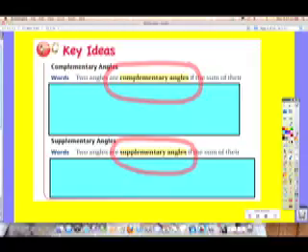Can you point to it? There's a number to the right. Can you see that number? 180. Guys, on your notes, write down 180 degrees. Use my highlighter. Supplementary angles means you take angles, you add them together, and they have to equal what every single time? 180 every single time.